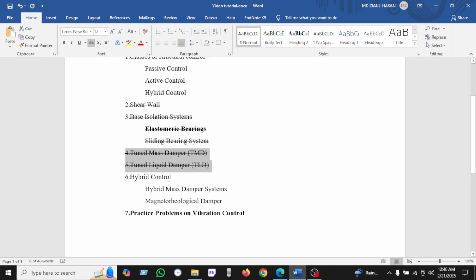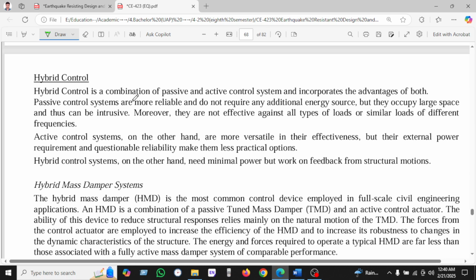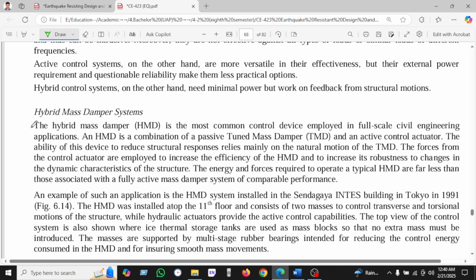Now we'll see the hybrid control. As we have seen, the hybrid is a combination of active and passive. The hybrid control is a combination of active and passive control systems, incorporating the advantages of both. So we can see the hybrid mass damper system.